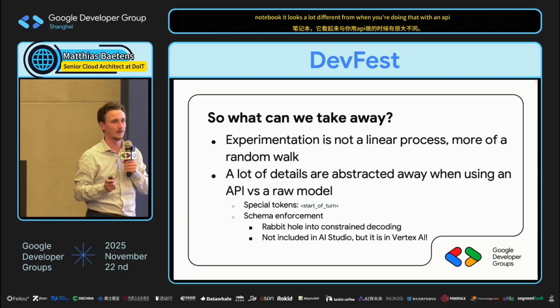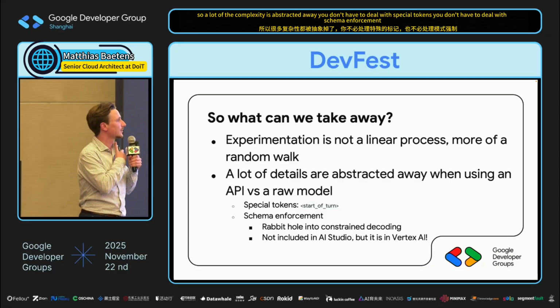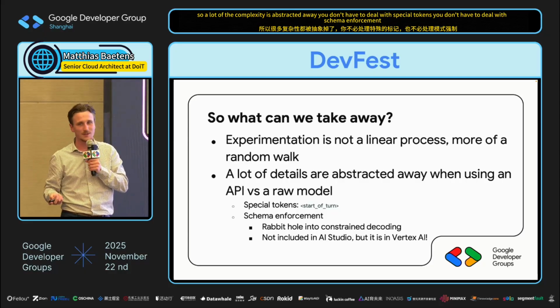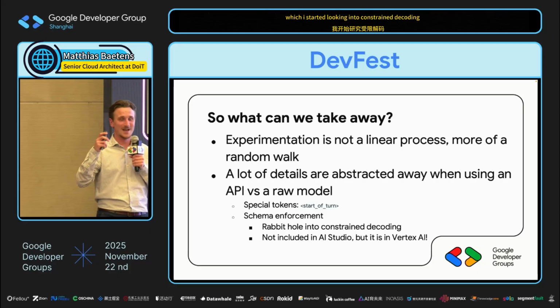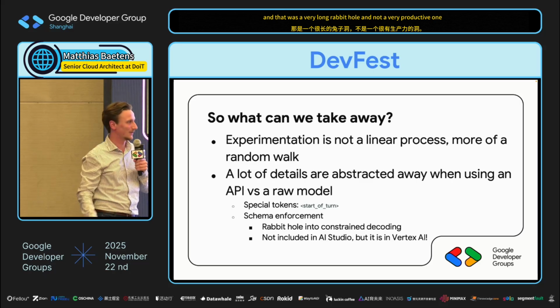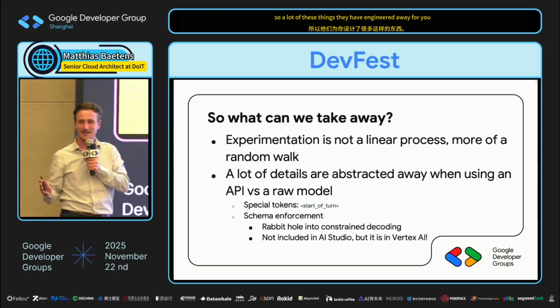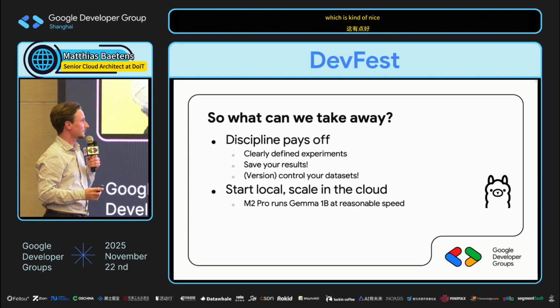In a notebook, it looks a lot different from when you're doing that with an API. So a lot of the complexity is abstracted away. You don't have to deal with special tokens. You don't have to deal with schema enforcement, which I started looking into, constraint decoding, and that was a very long rabbit hole and not a very productive one. So a lot of these things, they have engineered away for you, which is kind of nice.